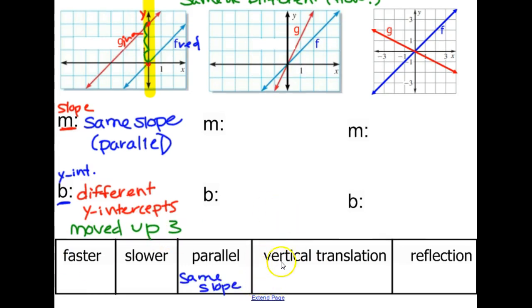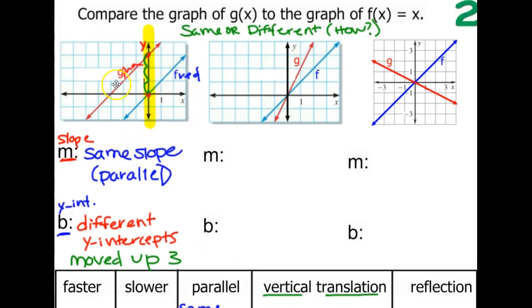What your MCA or the book might say is a vertical translation. That's the same as saying moved up so many. Moved up or down. I'm going to just put up or down, because it could be either. The line could have been below Fred and then it would be moved down.